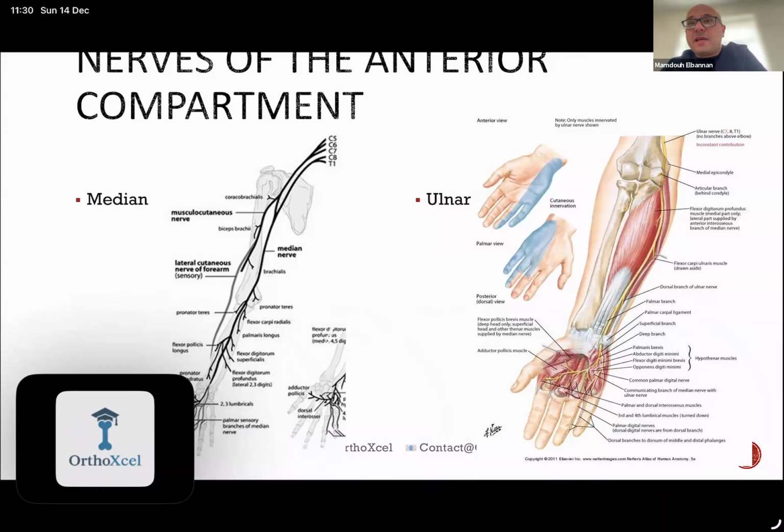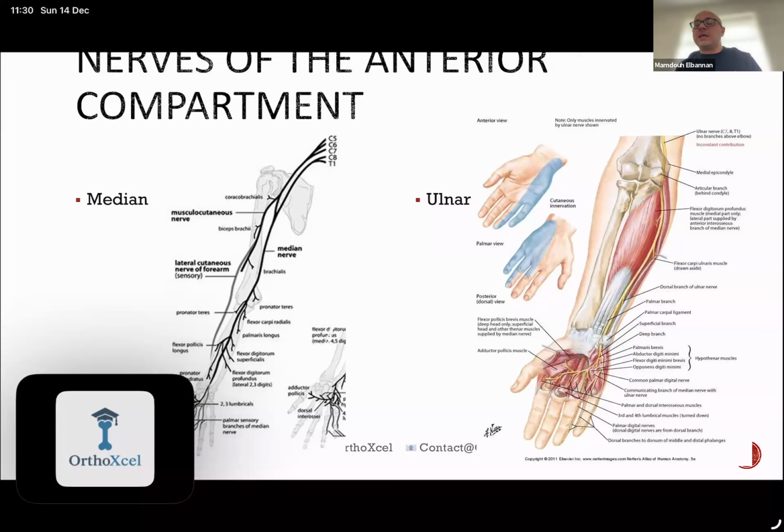And why is it important? Because of the level of injury. If you look at the diagram here, there's a dorsal branch of the ulnar nerve. If you have an injury above the dorsal branch of the ulnar nerve, then you will have loss of sensation on the dorsum of the hand. Below the dorsal branch, this area will be spared.